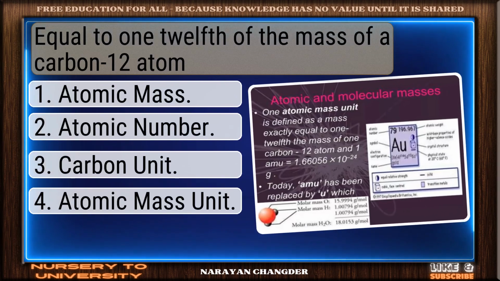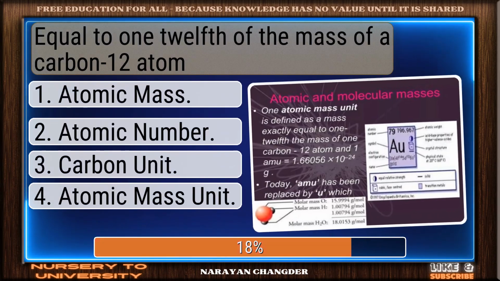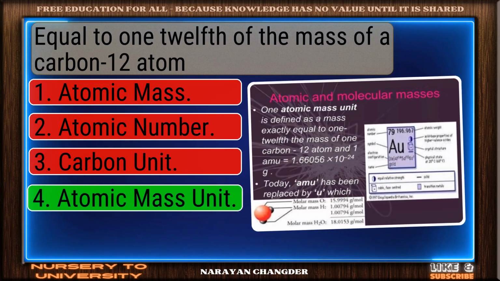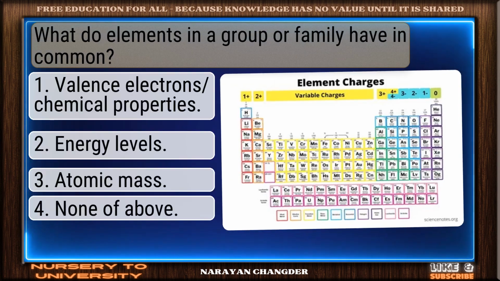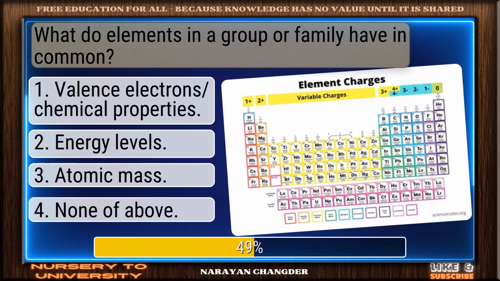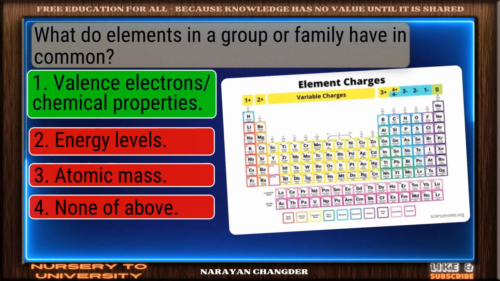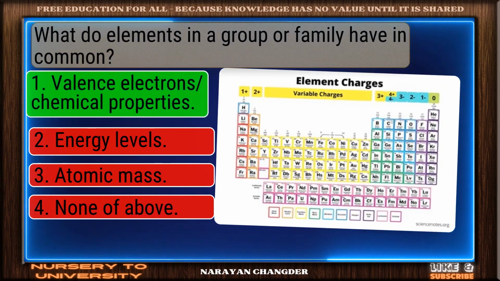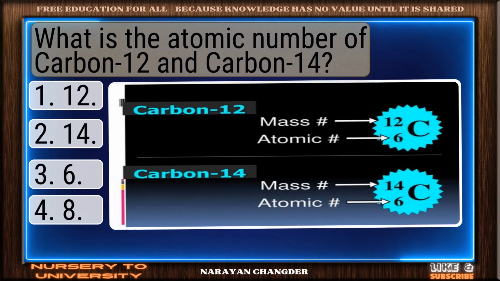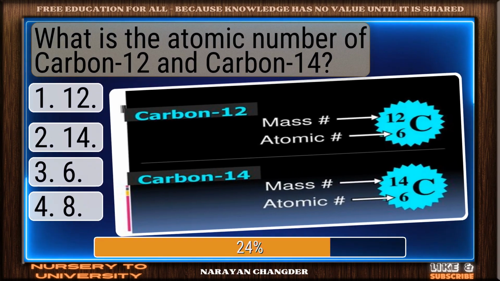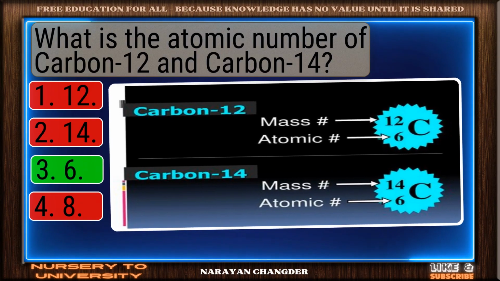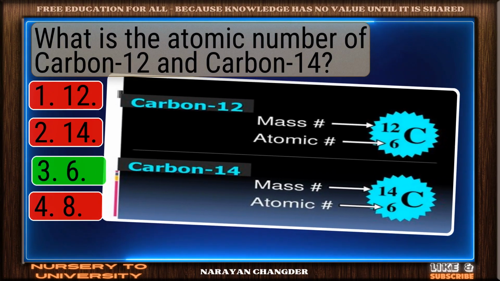Equal to 1/12 of the mass of a carbon-12 atom. Exactly. Atomic mass unit makes sense. What do elements in a group or family have in common? Correct. Valence electrons, chemical properties is the right answer. What is the atomic number of carbon-12 and carbon-14? Nice selection. 6 is the correct and valid answer.